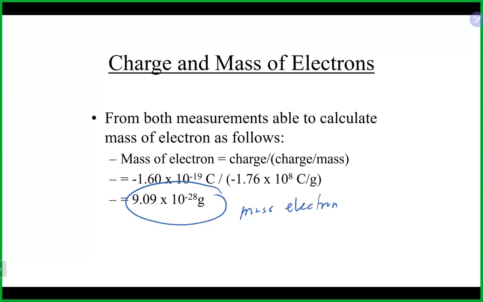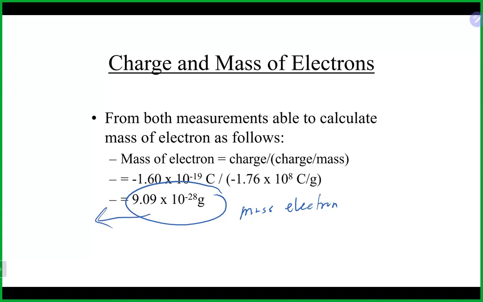Now, when we look at that number, is that a really large number or a small number? That's actually a really small number, right? Because it's a negative 27 or 28. So that is 28 zeros to the left, right? So it's going to make it a really, really small number.